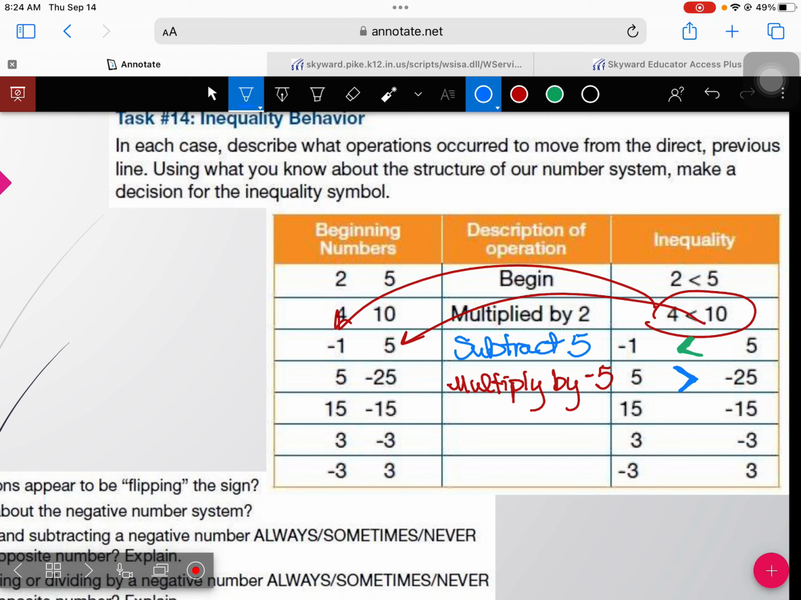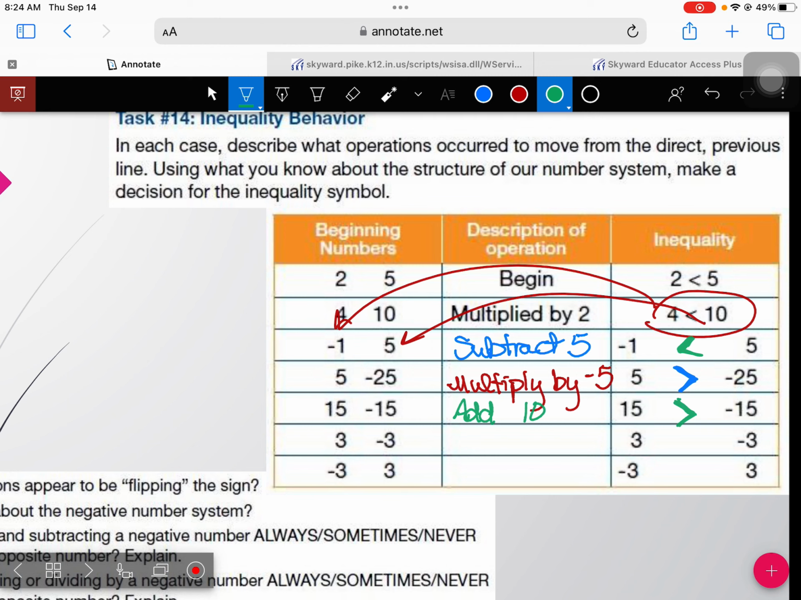Okay, and then using 5 and -25, how do I get to 15 and -15? Add 10. I know, I'm insulting your intelligence, right? Add 10. You're like, do that more. And what's the inequality symbol? Greater than. And to get to the next one, 3 and -3.